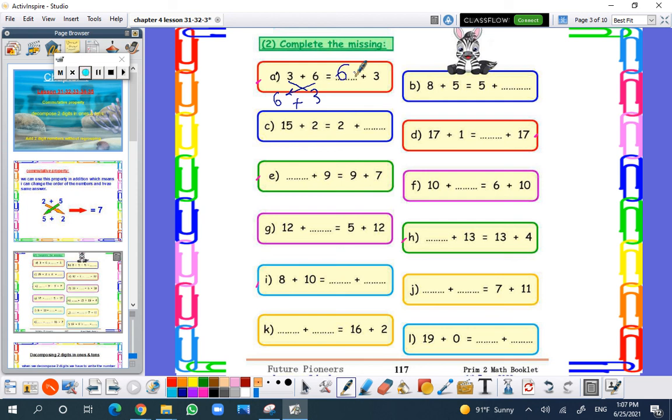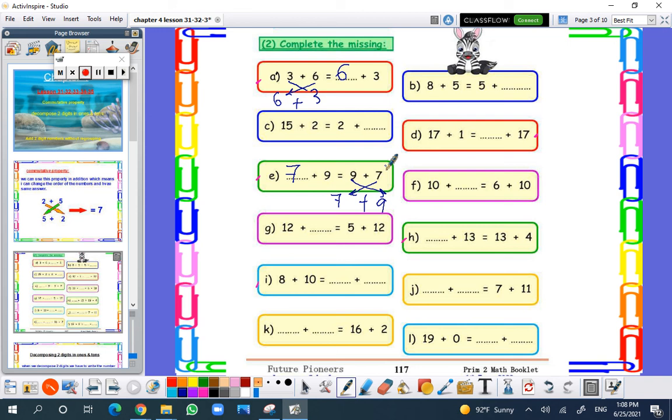Again, we can use the commutative property in the addition. We can't do it on subtraction. Number E, what plus 9 equals 9 plus 7? If I put 7 first, 7 plus 9, now I will make it by the commutative property, so I'm going to write 7 first. So 7 plus 9 equals 9 plus 7. It gives me the same answer.